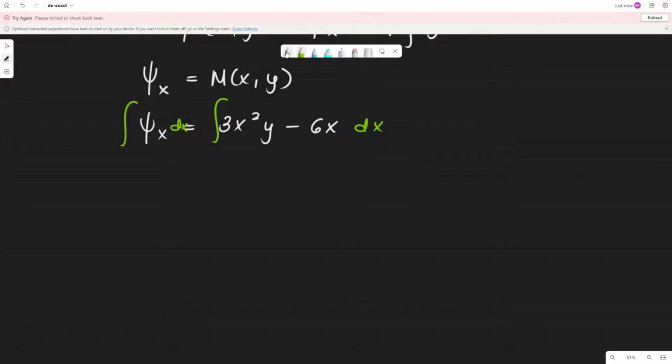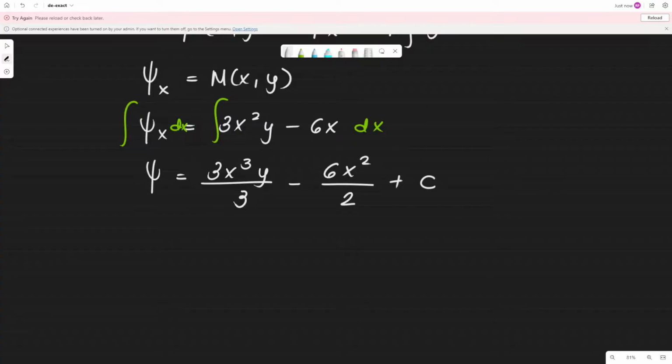So, we will have psi is equal to, what is the antiderivative of 3x squared y in respect to x? So that is simply 3x cubed y over 3. Diba? Hindi natin sinasama si y sa pag-i-integrate or sa pagkuha ng antiderivative. Then we have minus 6x squared over 2. Tapos we have plus c.